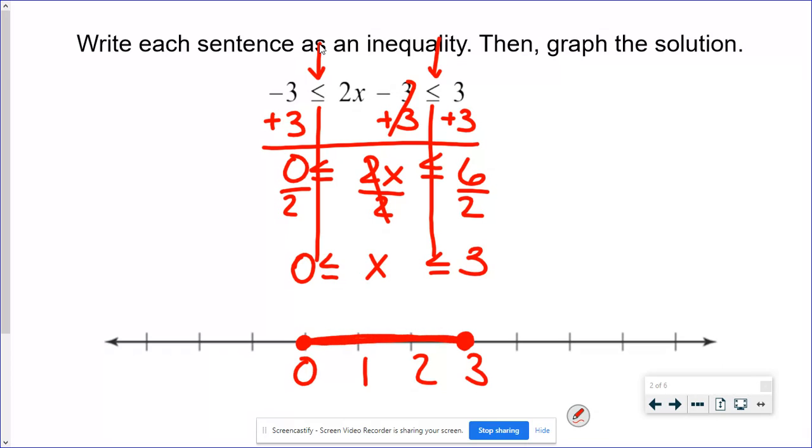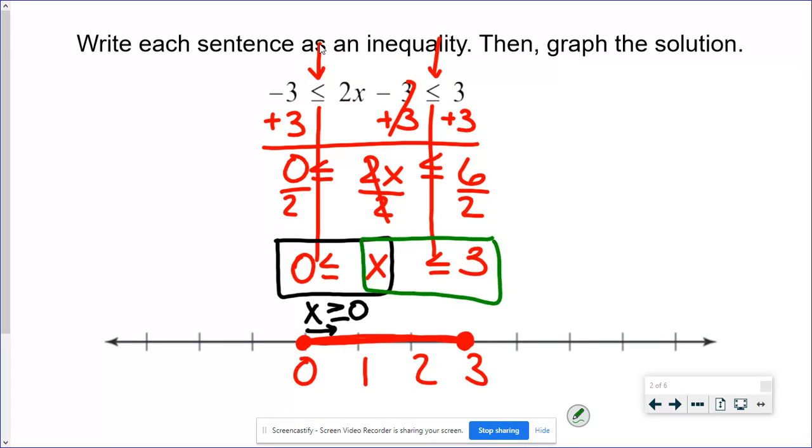If you need to split this into 2 separate parts, for this part that's really saying that x is greater than or equal to 0, which means we're going to the right of 0. You can do that. And then for this part, x is less than or equal to 3. That means that from the 3, we're going to be going to the left. That's meeting in the middle then.